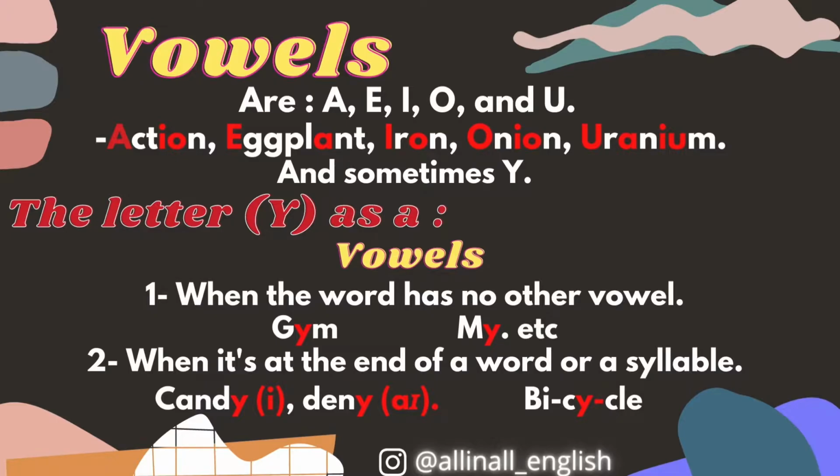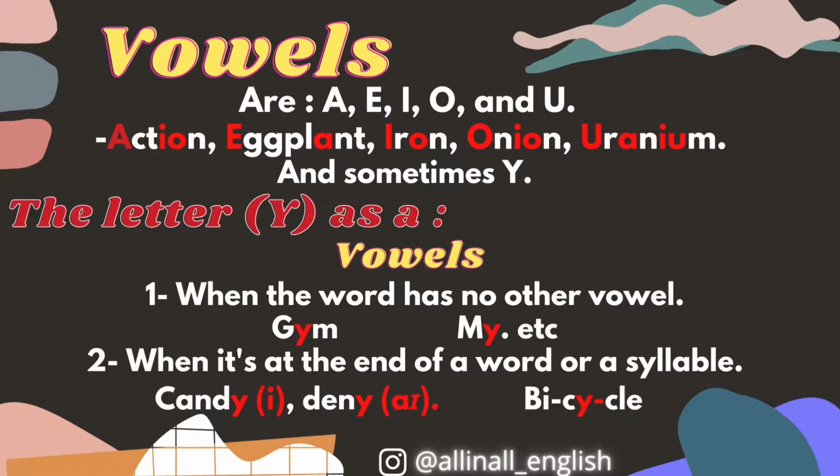So the letter Y as a vowel has two cases. The first one is when the word has no other vowel, like the word gem and the pronoun my, etc. As we can already see here, there is no other vowel but Y. So in this case, we are going to consider this letter, which is Y, as a vowel.